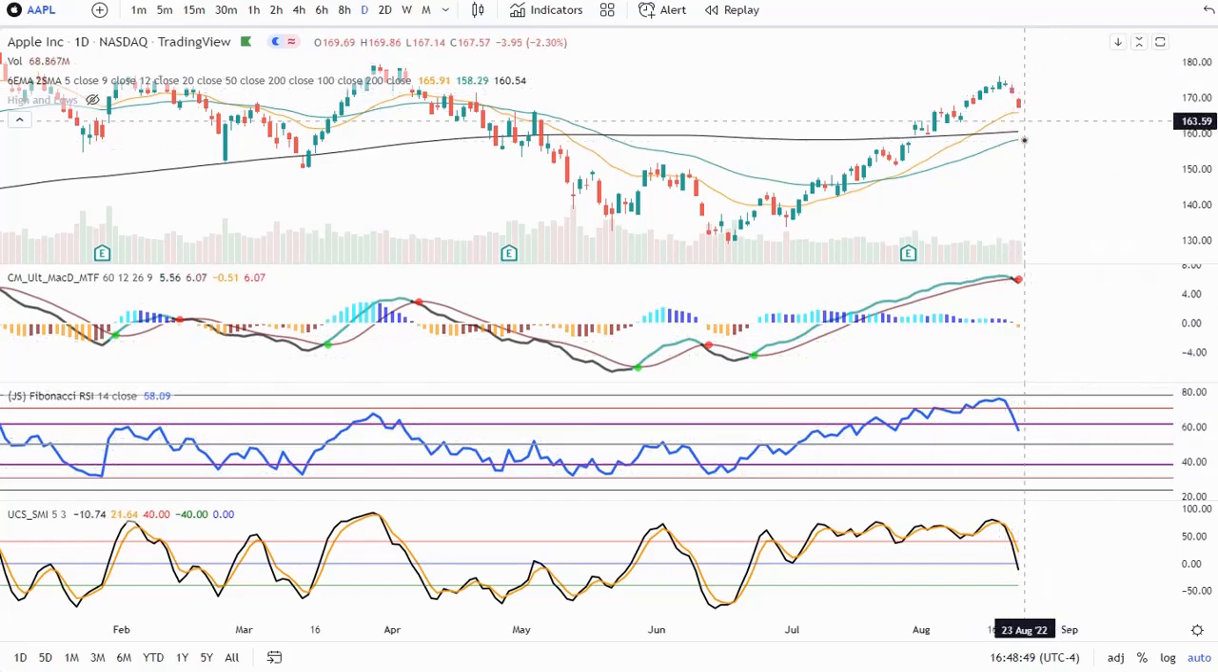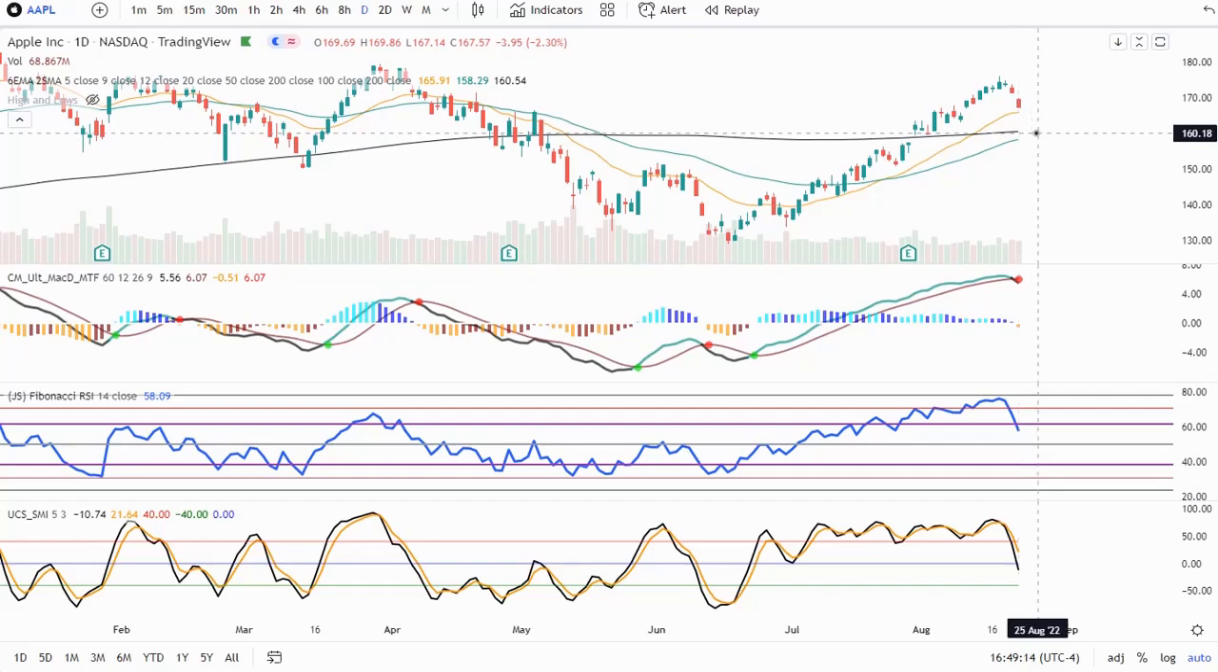What this pullback is doing is working off some of the overbought condition. Stochastic is now moving lower. So at this point there is no technical damage, and until certain support levels are broken, 25-day EMA, 200 days the big one.